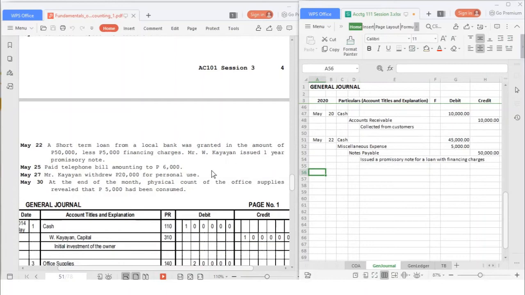Next is, we have May 25. Paid telephone bill amounting to 6,000. So, again, that is an expense. Nakay telephone expense. And then, nag-pay ka. So, nakay cash. Paid telephone bill. So, ana ra gid siya. Mo na gid ni siya ang iyang concept. 6,000.